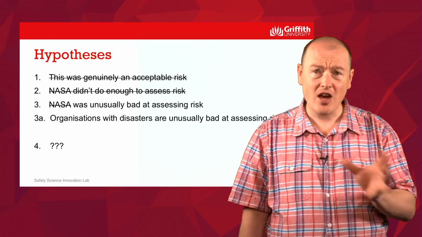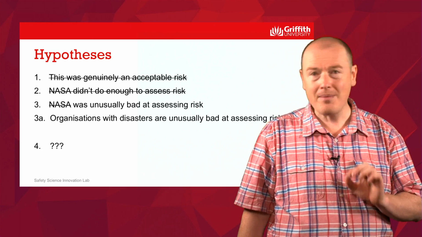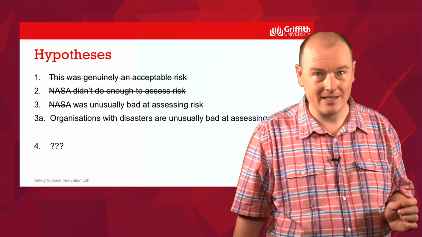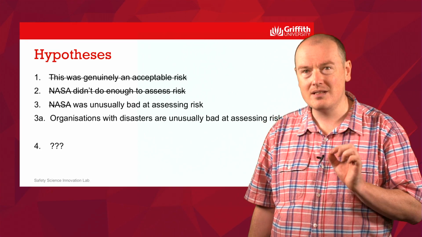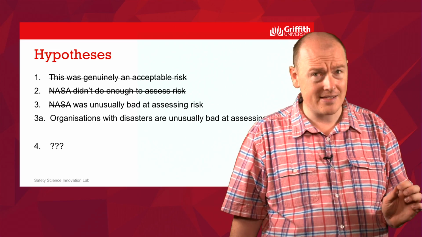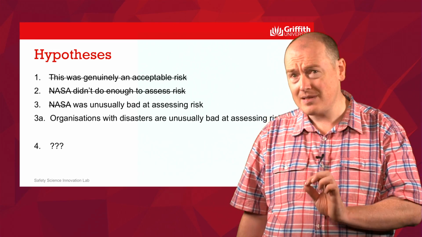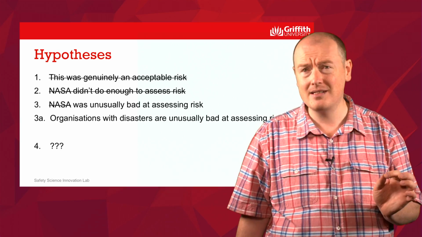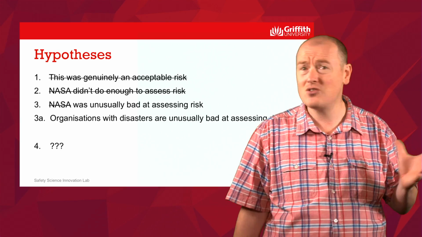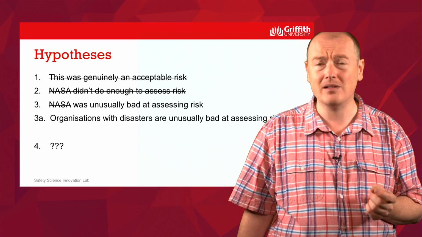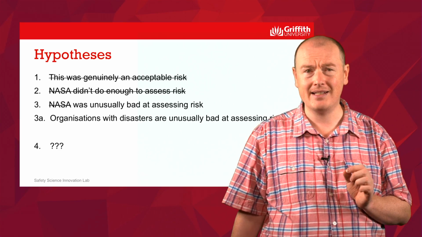So we could change the hypothesis slightly and say, well, maybe this is just an explanation for accidents. Maybe when we have good risk assessments, we don't have accidents. Maybe when we have bad risk assessments, we do have accidents. So let's say it's not NASA. Let's just say that organisations with disasters in general are unusually bad at assessing risk.